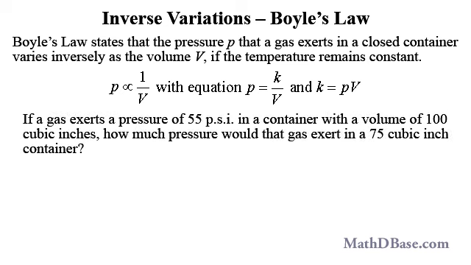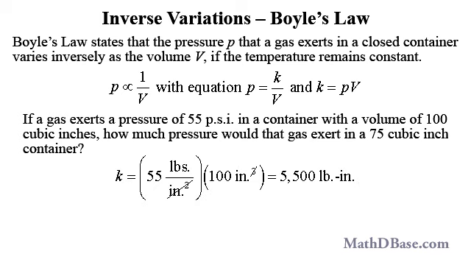If a gas exerts a pressure of 55 pounds per square inch, or 55 psi, in a container with a volume of 100 cubic inches, how much pressure would that gas exert in a 75 cubic inch container? Substituting in the numbers to solve for the constant, K is equal to 55 pounds per square inch times 100 cubic inches. The square inches unit cancels, leaving inches in the numerator, and K is equal to 5,500 pound inches.